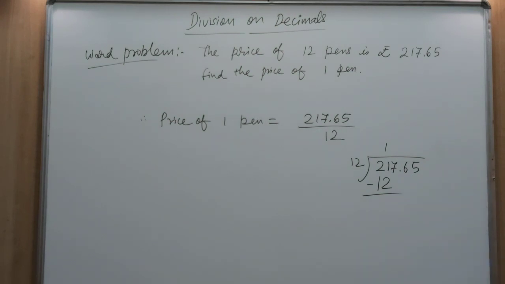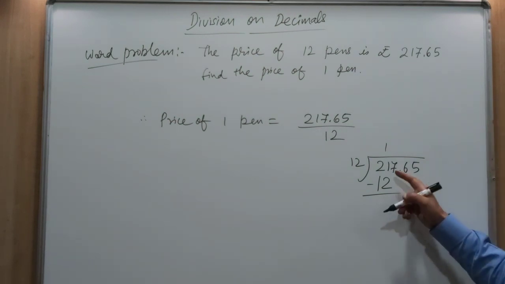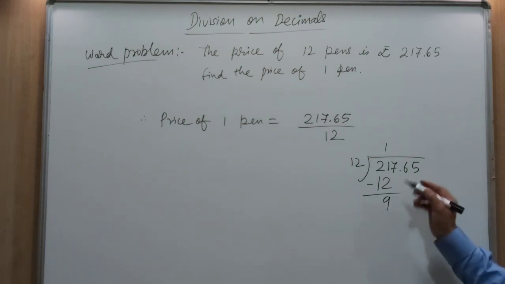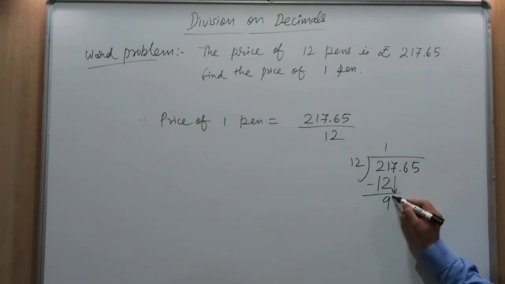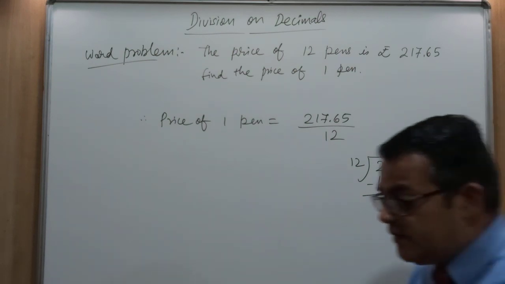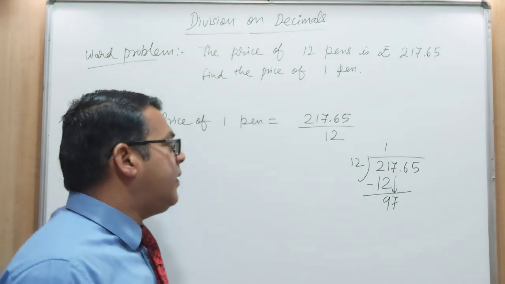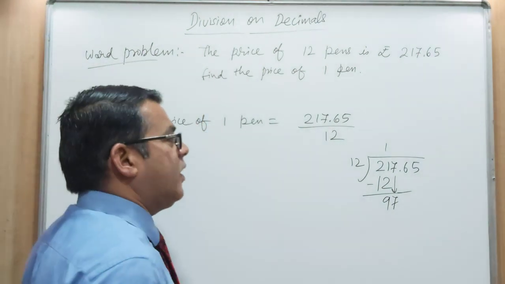What to do now? Now we have to subtract. It is now 11. 11 minus 2, 9. Right? Now shift next digit. That is 97. Right? So in the table where 97 comes.